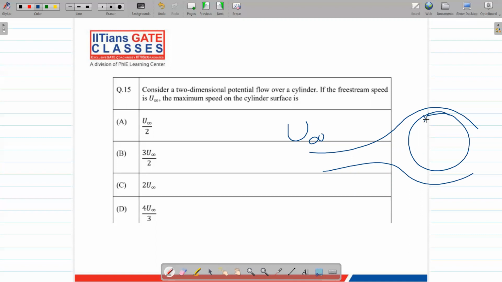It'll have some value. And they want us to first find at which location that is going to happen, because it could happen at any given point on the cylinder surface. And secondly, the other part of the question is what is the value of that maximum velocity? And you can consider that it's a non-lifting flow over a cylinder because they haven't talked anything about the circulation, the value of circulation, etc.